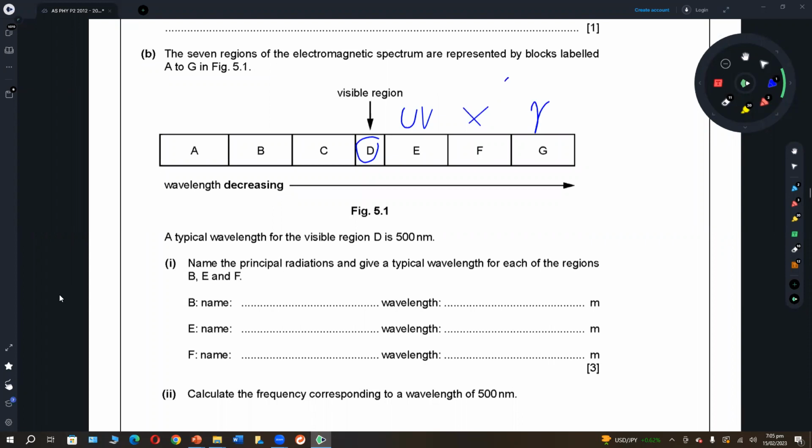What about if I come down? I have infrared, then micro, and then radio. This spectrum must be learned by heart. So the visible region must be the visible light. Yes, the visible region means VIBGYOR.